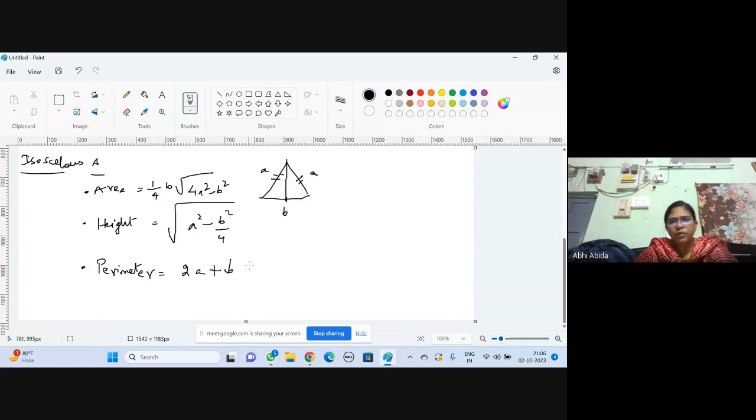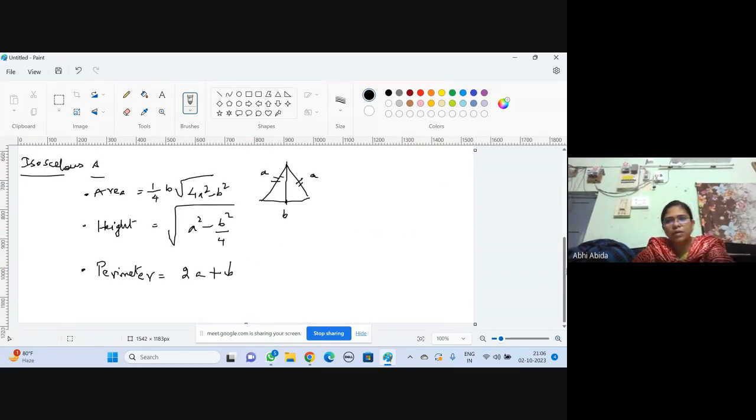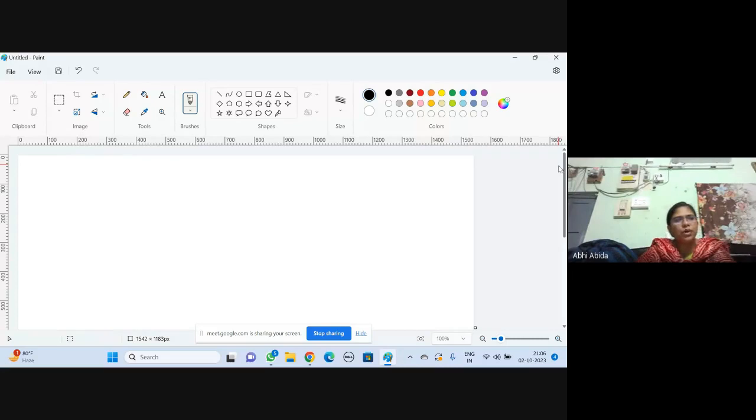The next thing is regarding the scalene triangle. A scalene triangle is nothing but a triangle which has no side equal. So a scalene triangle has no equal sides.